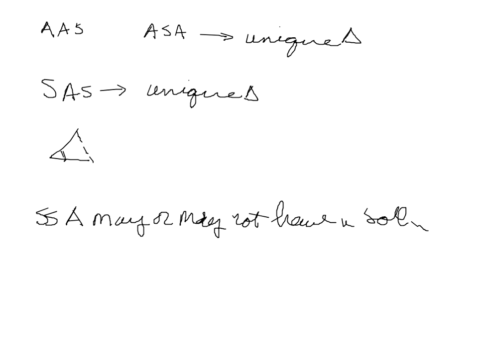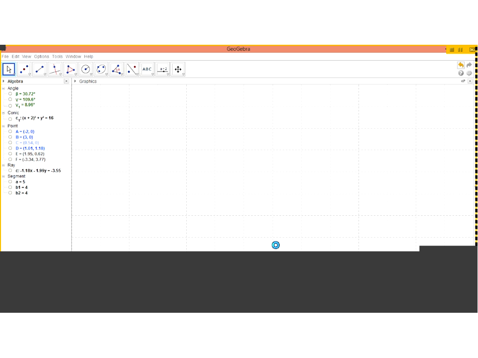So first what I'm going to do is convince you that there may be more than one triangle if you don't have side, angle, side. Okay, so in this example, A is equal to 5, B is equal to 4, and beta is equal to 30. So I have A equals 5.